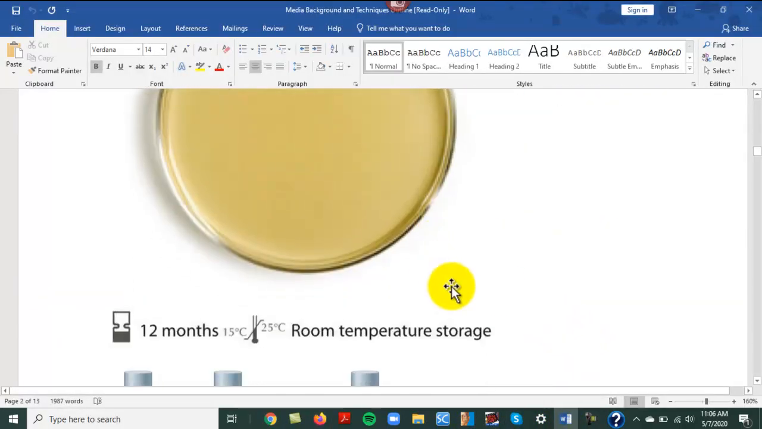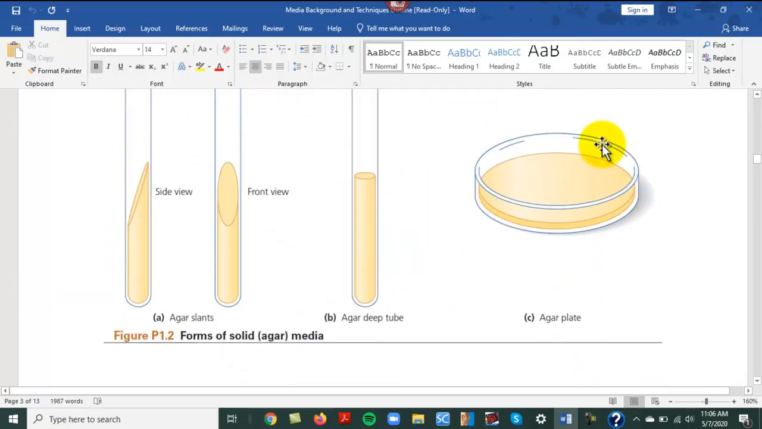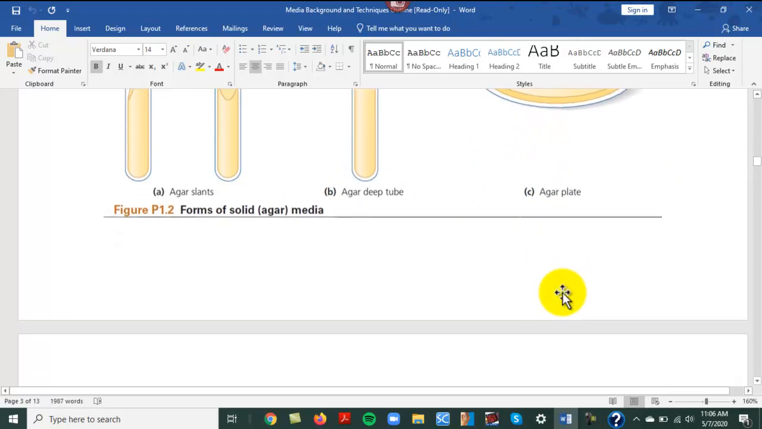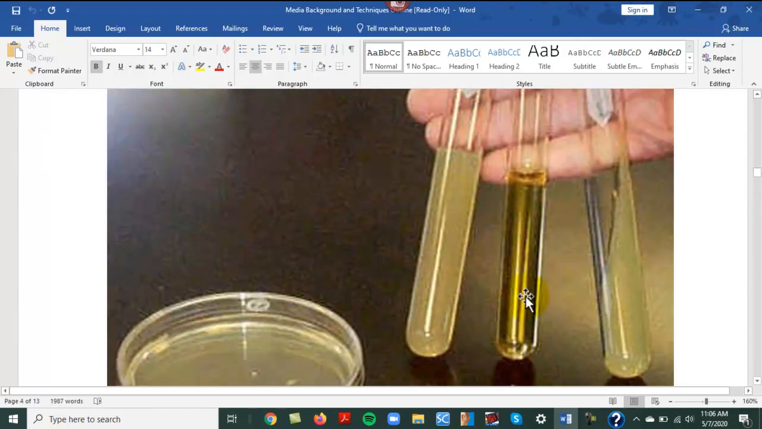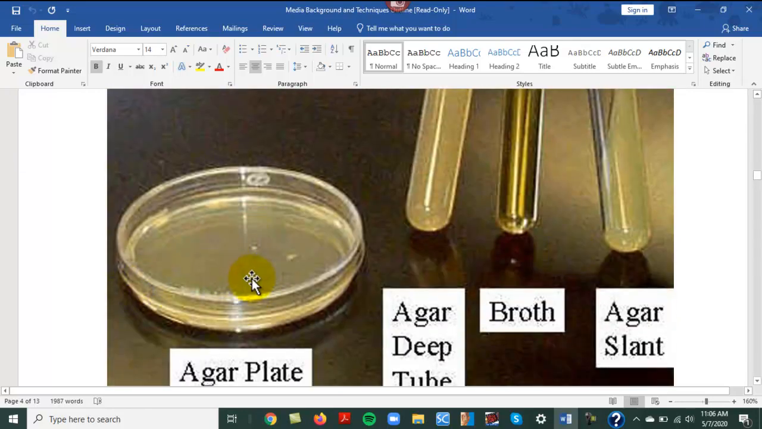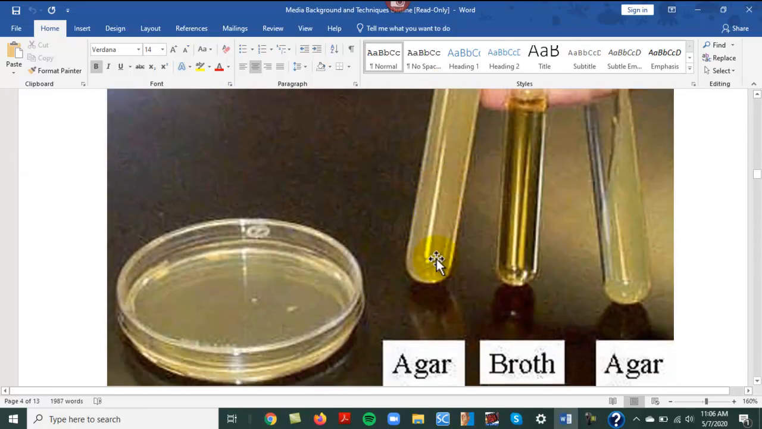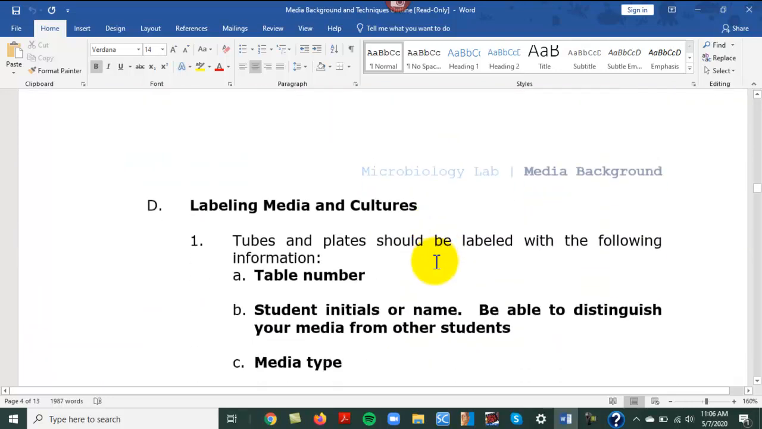So there's an agar plate. There's that picture I had up. There's a deep agar tube. It's not slanted. There's an agar slant. There's an agar plate. And there are the examples. See, there's a broth tube. There's a slant. And then this is an agar plate. We don't work very much with these deep agar tubes. We do a little bit.